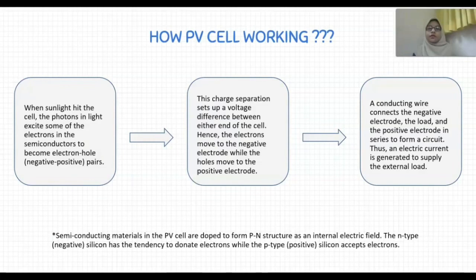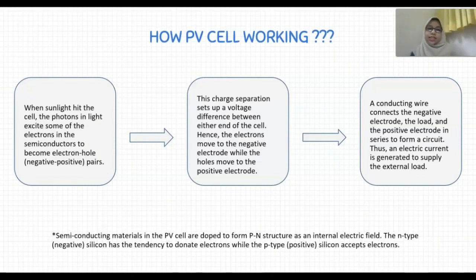Next is how photovoltaic cell working. So first, when the sunlight hit the cell, the photons in light excite some of the electron in the semiconductor to become electron hole pair. So this means that when the photon is struck to a semiconductor material such as silicon, they release the electron from its atom, leaving behind a vacant space. So the vacant space is called the electron hole pair. So the electrons move looking for another hole to fill.